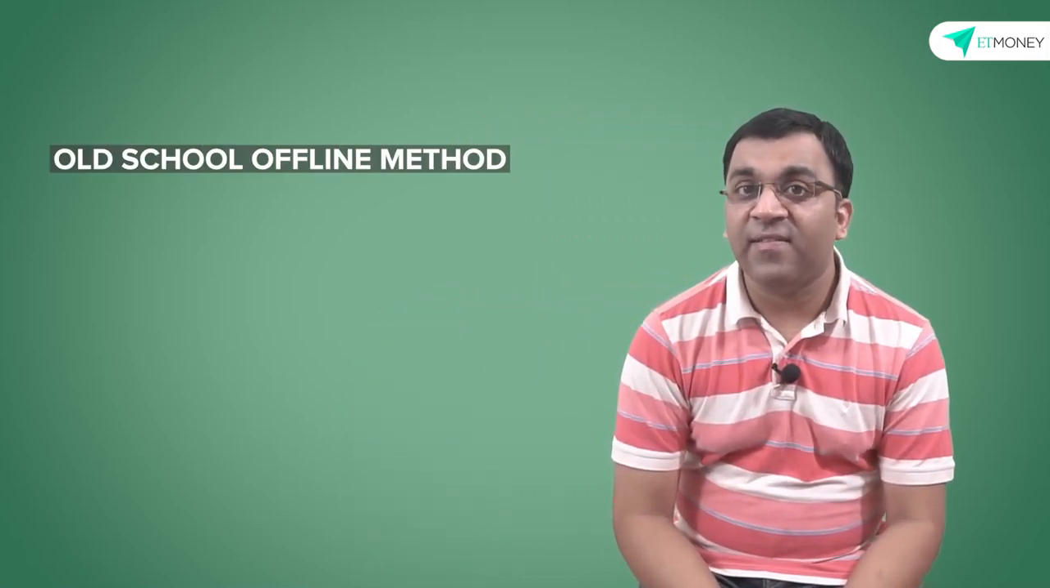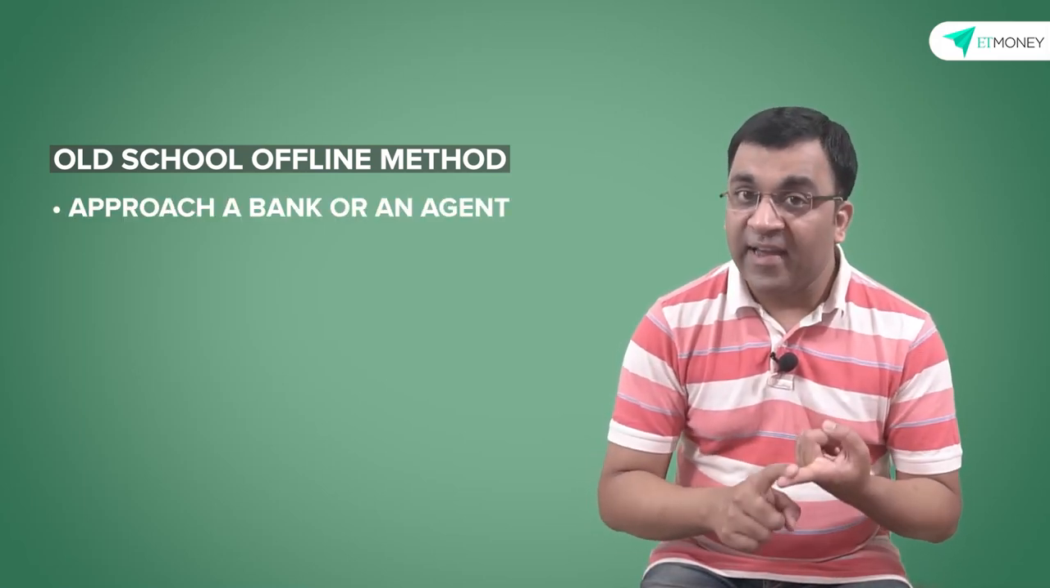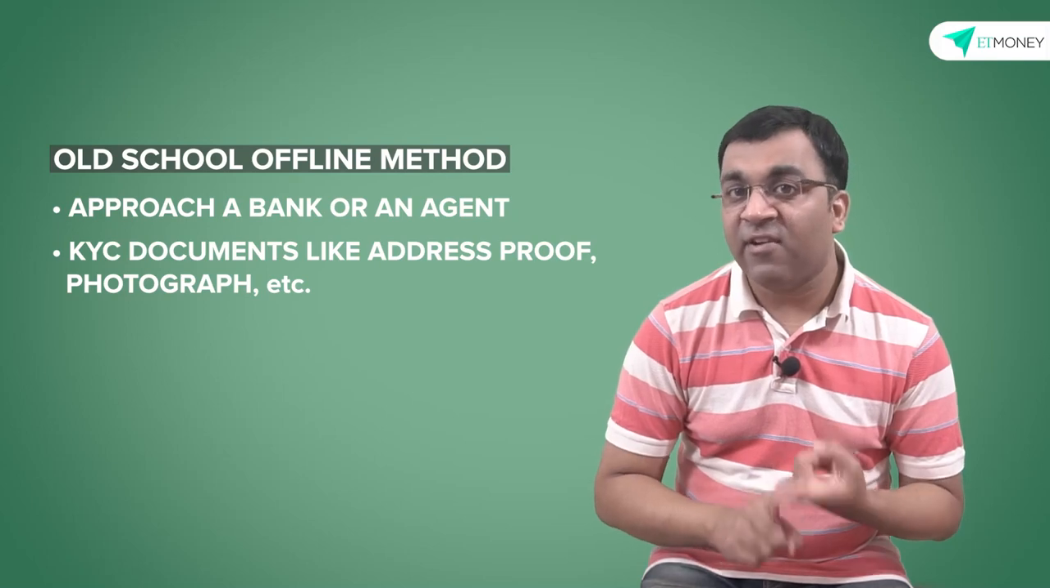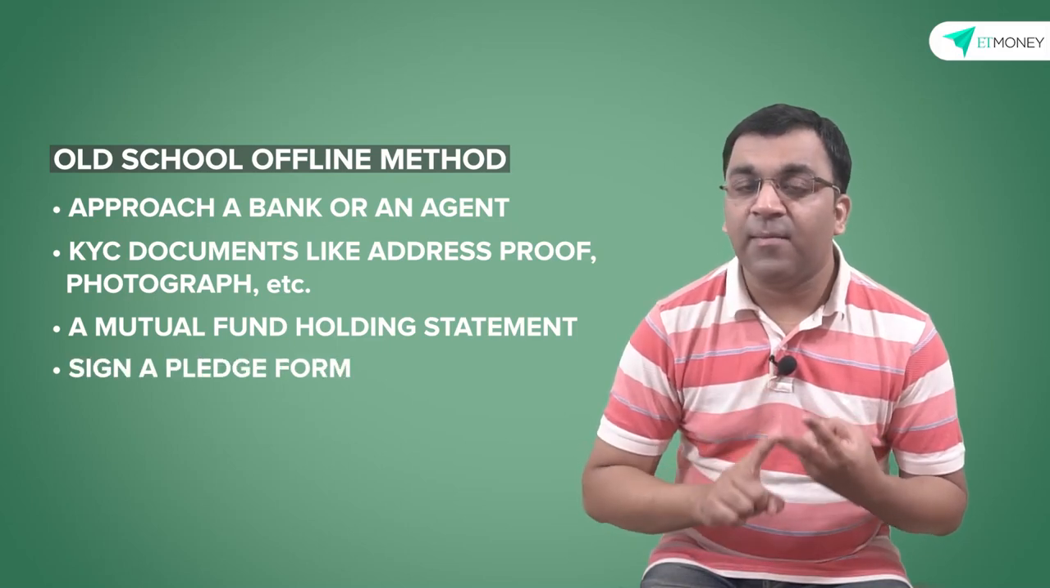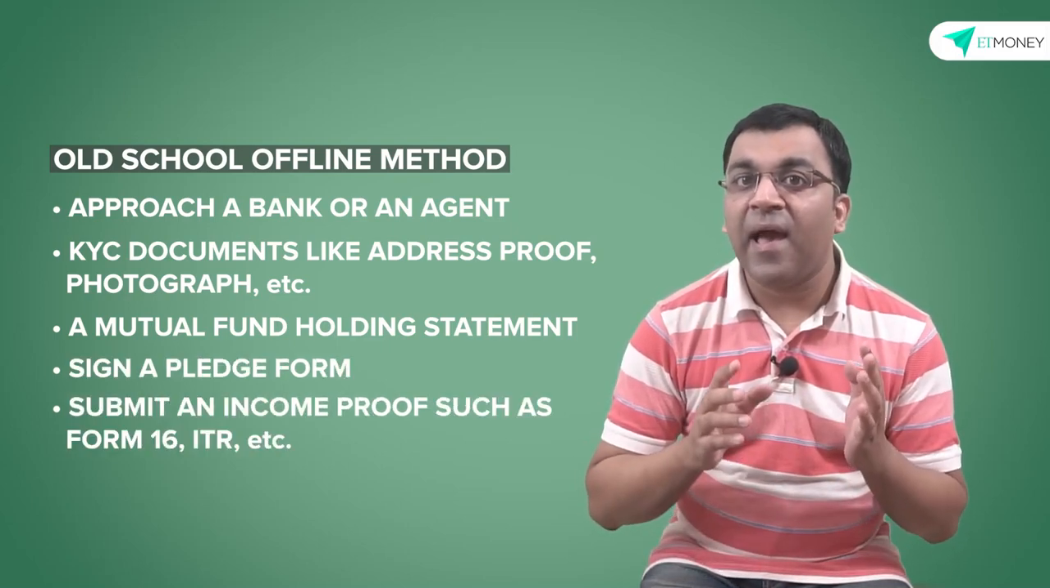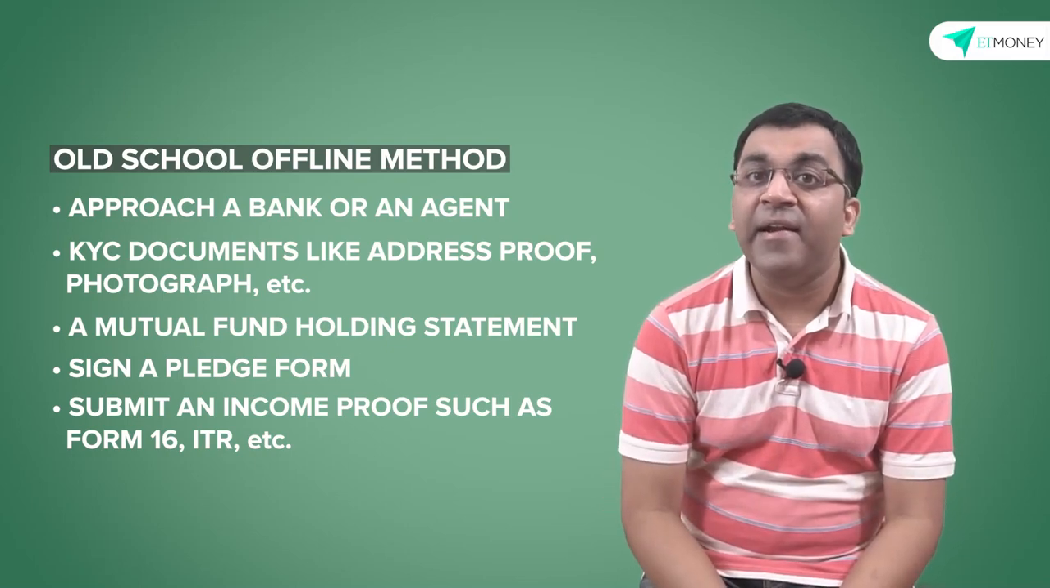Applying for a loan against mutual funds can be ridiculously simple or outrightly complex. The complex approach is the old school offline method, which requires applicants to approach a bank or an agent, submit KYC documents like address proof, photographs, etc., submit a mutual fund holding statement, sign a pledge form, and in some cases submit an income proof such as a Form 16, ITR, etc. The process too is a bit time consuming in terms of collecting these documents, verifying them, sending it over to the underwriters, then the loan processing team which takes this up with registrars for lien marking, etc., etc.